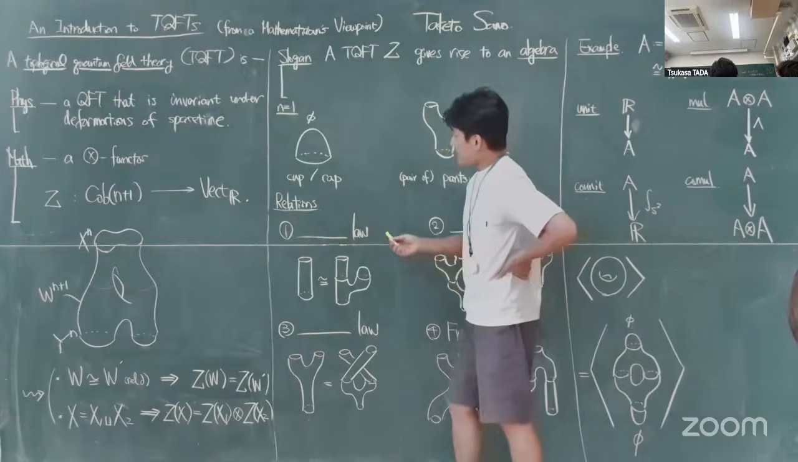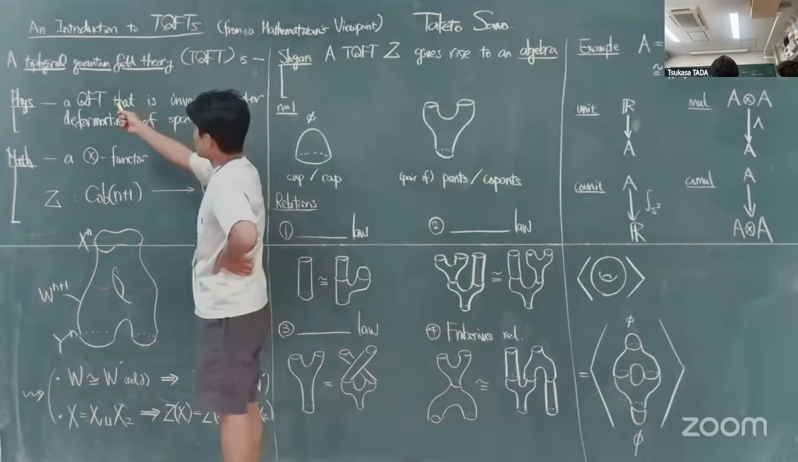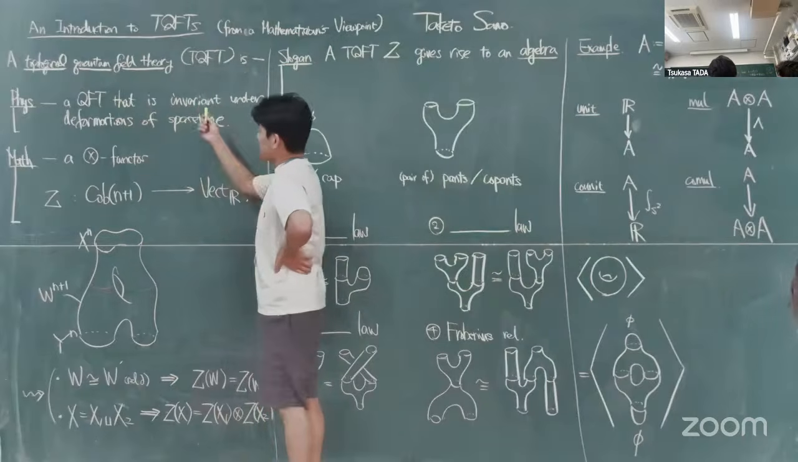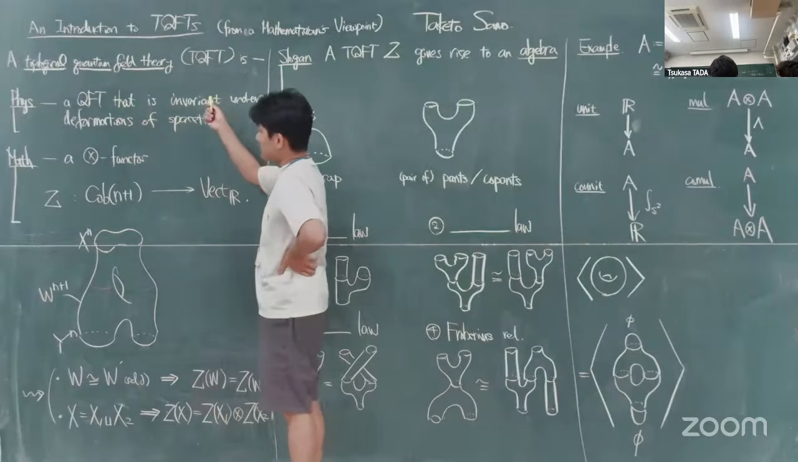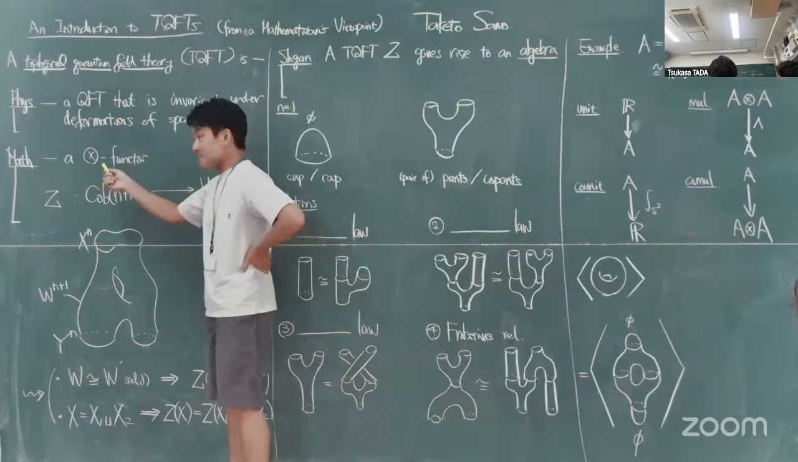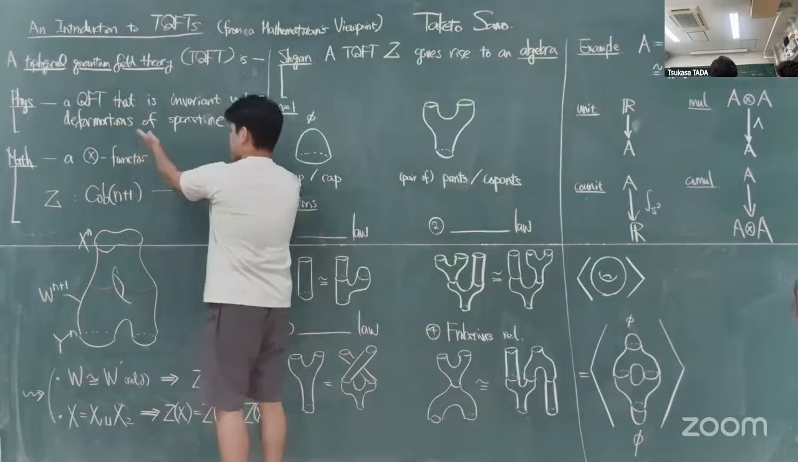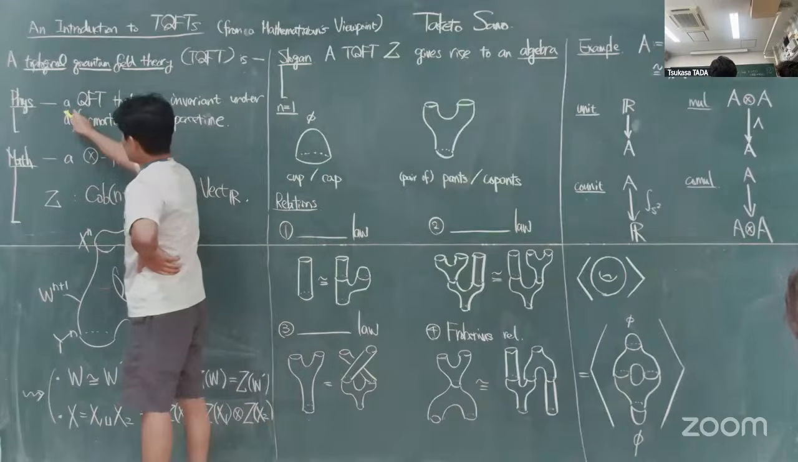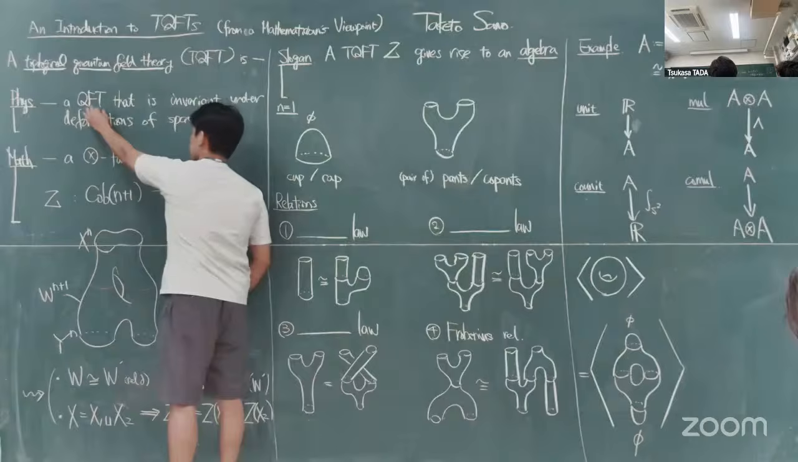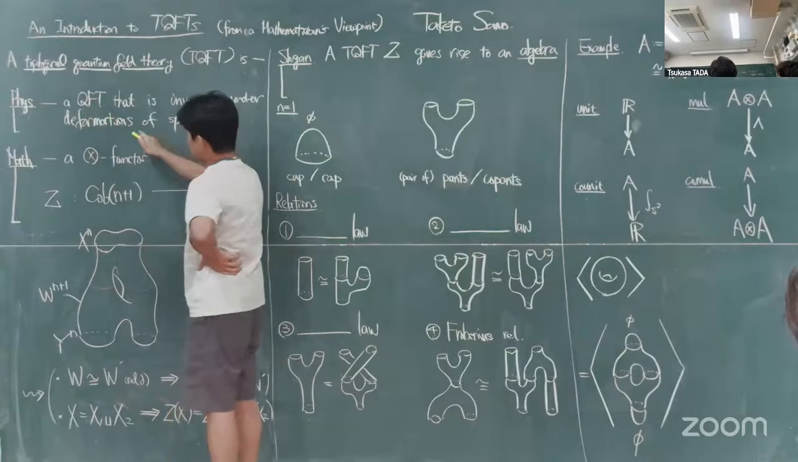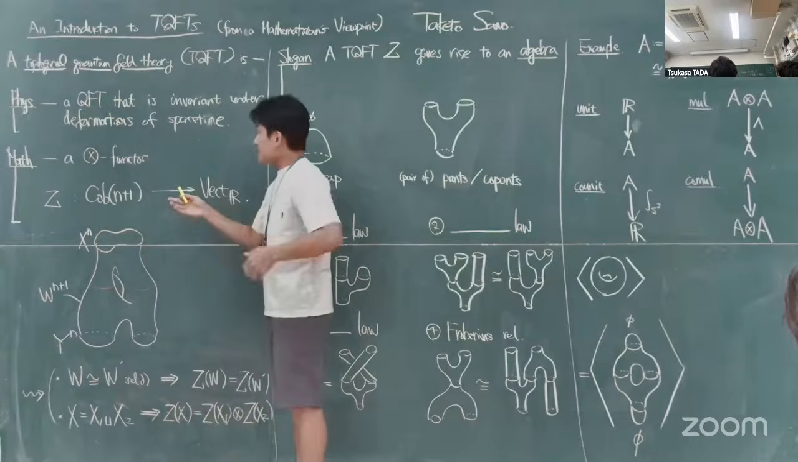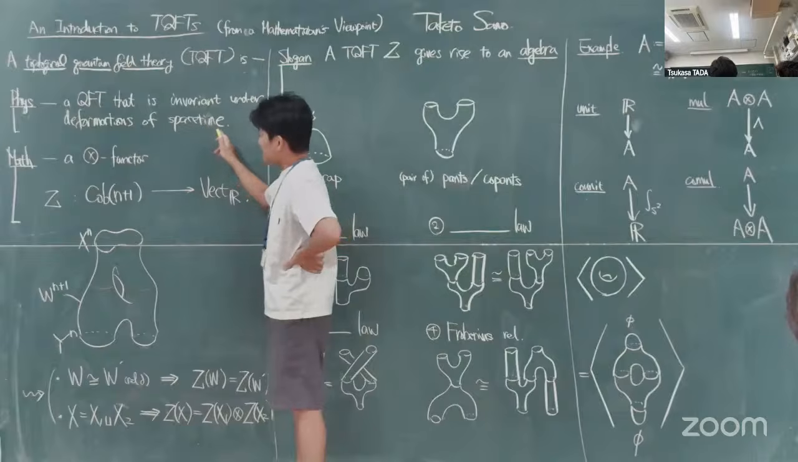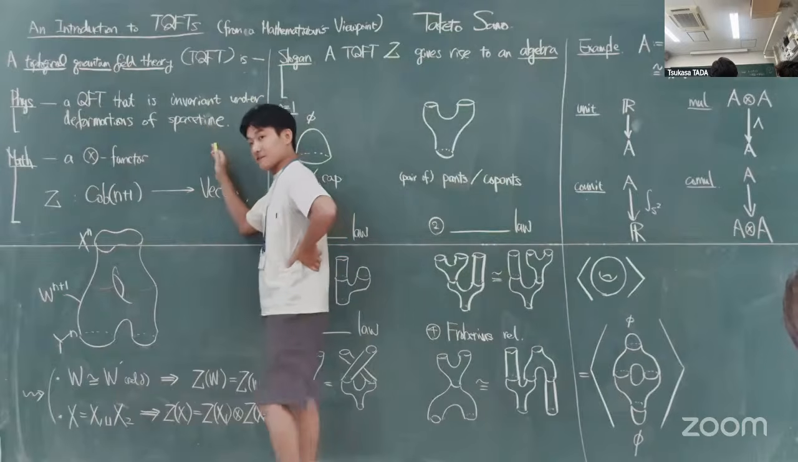So, a TQFT is short for topological quantum field theory, and this is a foundational concept in both physics and mathematics. But the way it is described is pretty different. In physics, a TQFT is a special QFT that is invariant under the deformation of spacetime. In other words, it's a QFT that doesn't depend on the metric of spacetime.